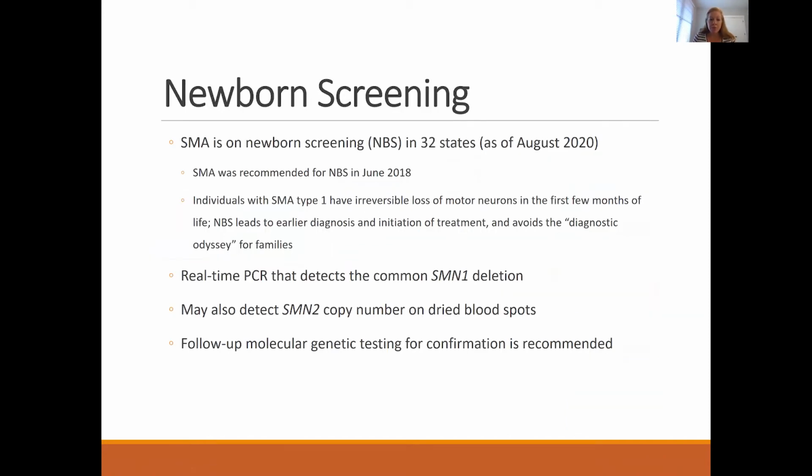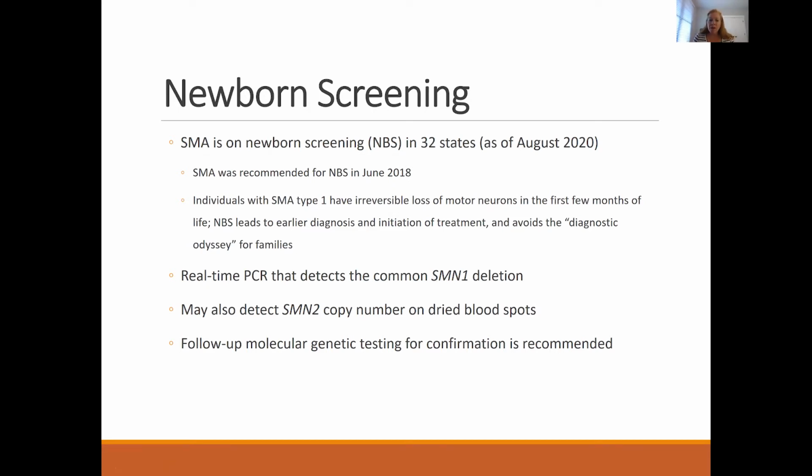So as far as newborn screening, it was actually recommended that newborn screening be instituted across the US in June of 2018. And currently, as of August of this year, it was included in 32 states as part of their newborn screening. So we've made some progress in 2 years, which is wonderful to see. And the reason that it was recommended that we include this disorder on newborn screening is because of the progress that we've made with treating this disorder.